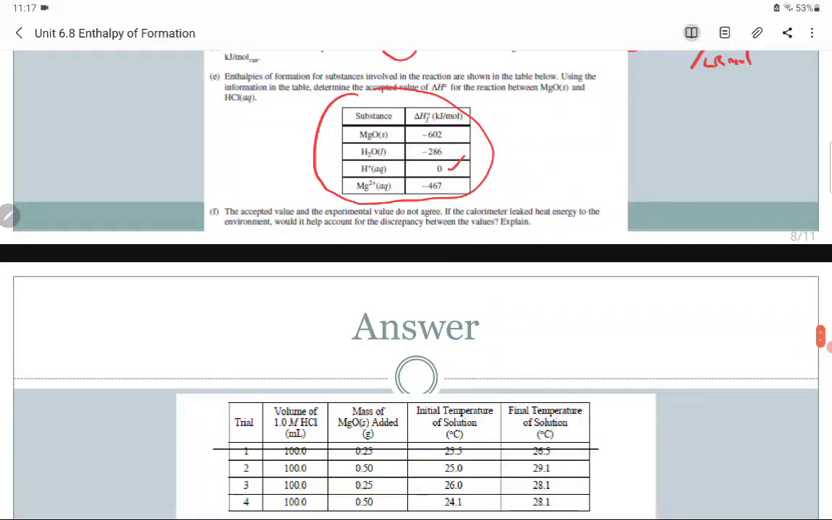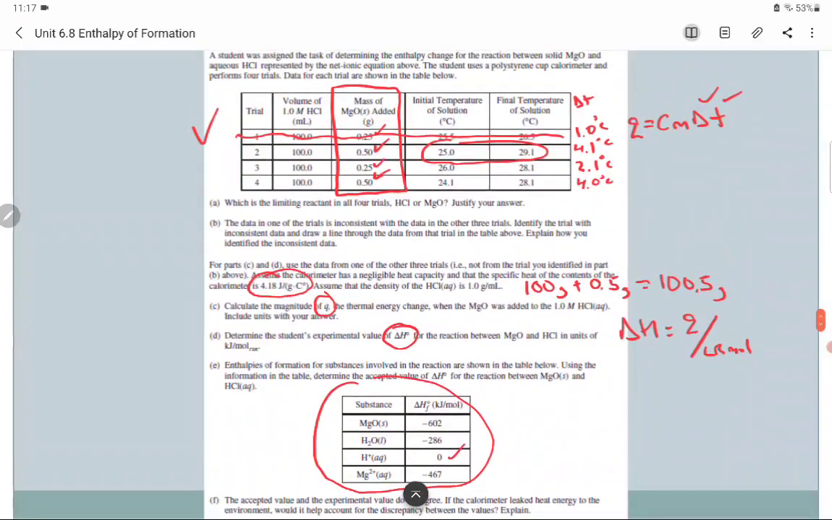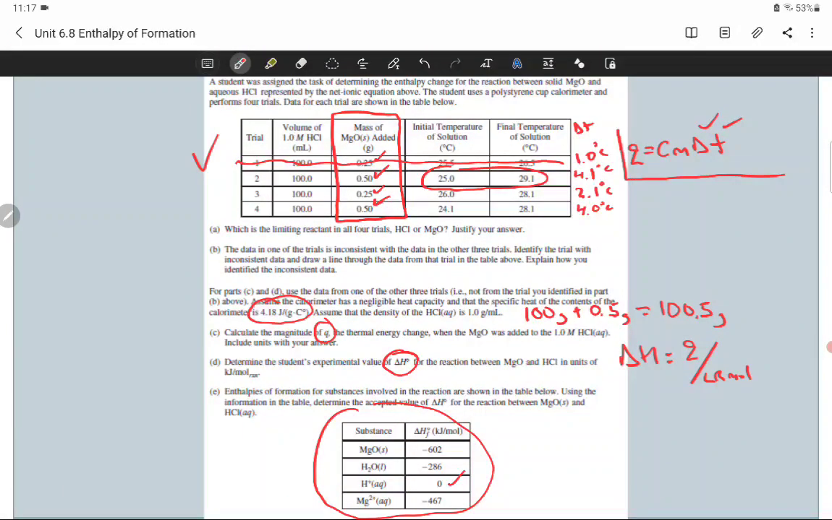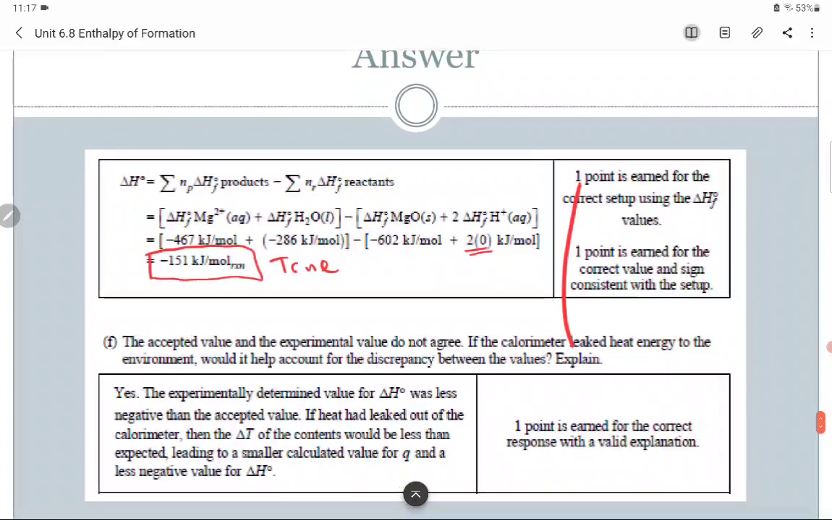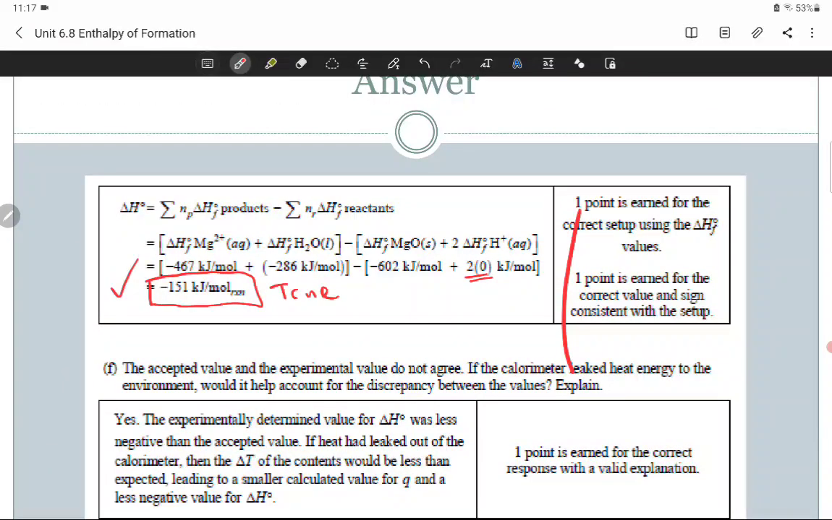The accepted value and the experimental value do not agree. If the calorimeter leaked heat energy to the environment, would this help to account for that? And yes. So when we did the Q equals Cm delta T, we did not account for the Ccal. If we would have accounted for the Ccal, our Q would have been bigger, then our delta H would have been bigger, and then it might have been closer to that value of negative 151 that we should have gotten. And I think in part F it talks about that.